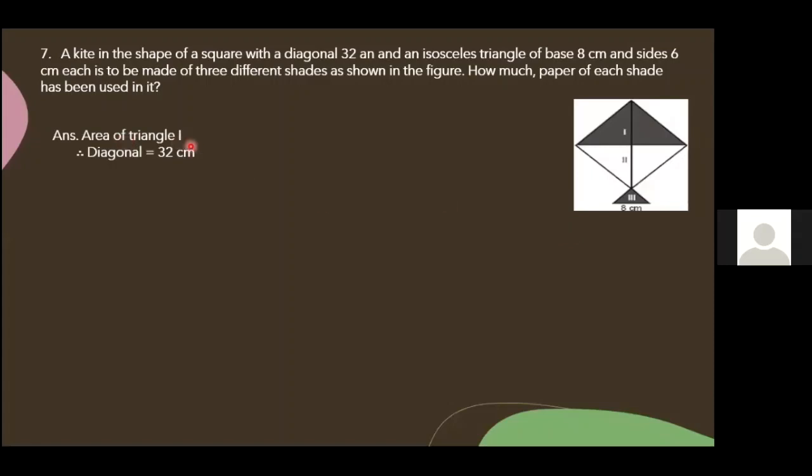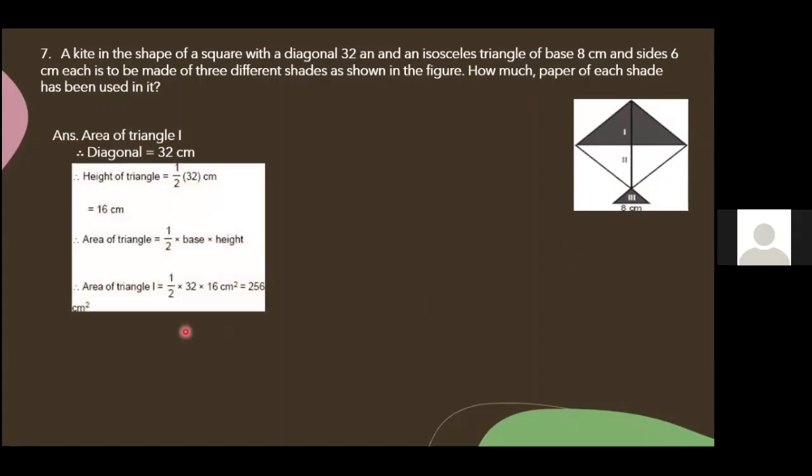Here, what's the area of the triangle? First, we'll take the area of the triangle. One diagonal value they gave is 32 centimeter. Diagonals bisect each other, as we all know. This entire diagonal is 32, so what is the measurement till the center? 16. Very good. So the height of this triangle is half of the complete diagonal 32, so height is 16 centimeter. That will be the height of this first shade.